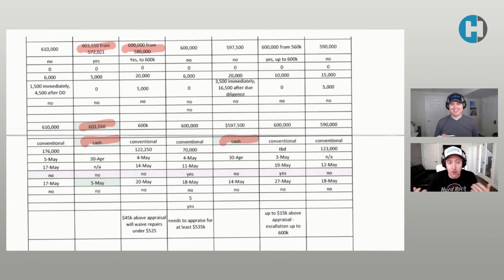The funny thing is the people who submitted escalation offers on this, their escalation caps were still lower than other offers. So all we did was simply, for example, this one that went to 603,550 from 572,021. Even though they initially offered 572, because we had offers way over 600, we simply made their escalating offer 603, which still wasn't one of the best offers.